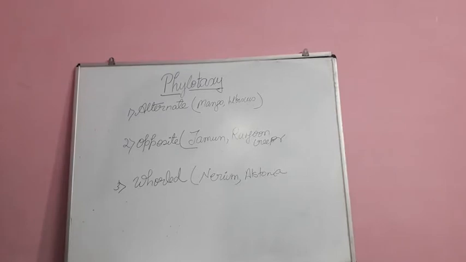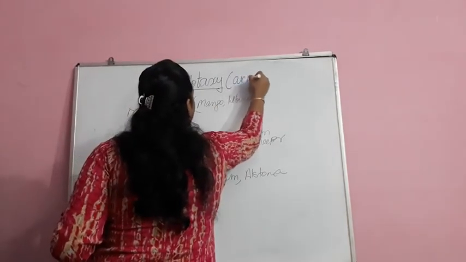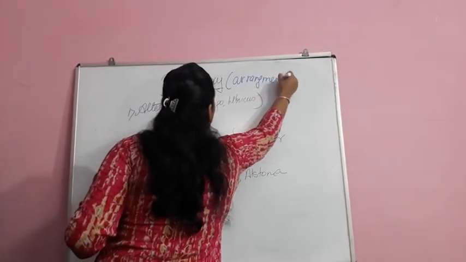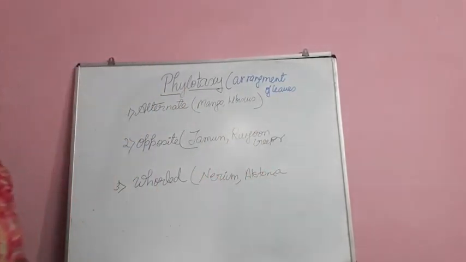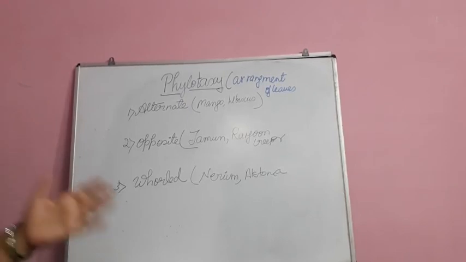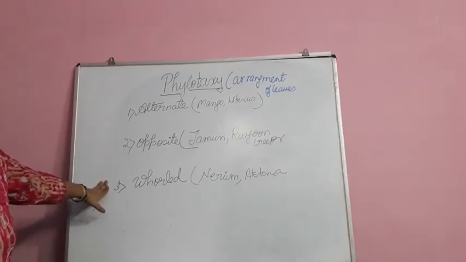So now we have to see about the phyllotaxy. Phyllotaxy is actually the arrangement of leaves. Now we have to see how leaves are arranged on a stem, or how they have got their place in the plant's body so that they can work well and in a much better way. According to the arrangement or pattern of the leaves in plants, we have three different kinds of phyllotaxy which we have to study.